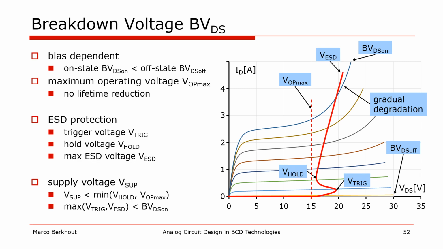Another point of attention is ESD protection. High voltage devices need dedicated ESD protection devices. Shown here is a typical ESD device characteristic. The device turns on when the voltage reaches the trigger voltage and keeps conducting as long as the voltage does not drop below the hold voltage. The voltage across the ESD device increases with current until the device fails at the ESD voltage. The challenge here is to find a combination of high voltage device and ESD protection that fits the supply voltage in the target application.